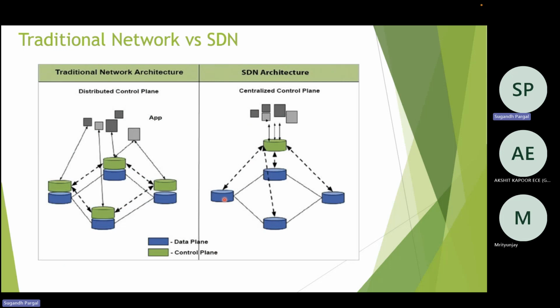So this is the traditional network versus now the software defined network. Here there is a distributed control plane in which we have multiple control planes, and they are distributed throughout. Different APIs want to access different routers, and each router has a different control plane and data plane. And then comes the SDN architecture, which has a centralized control plane, which is required for all the routers collectively.